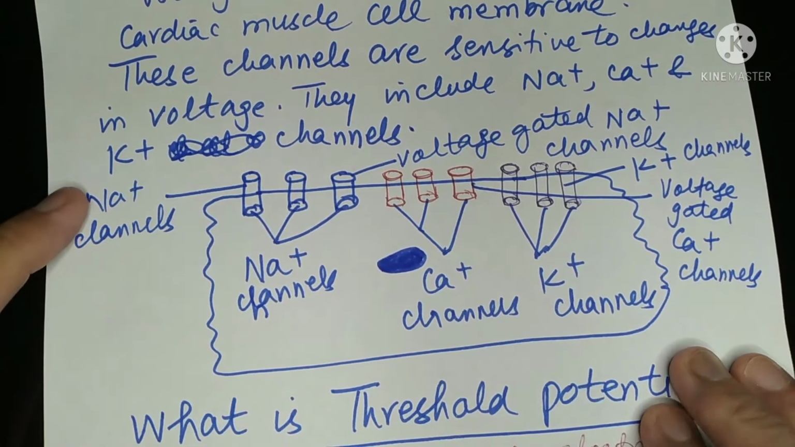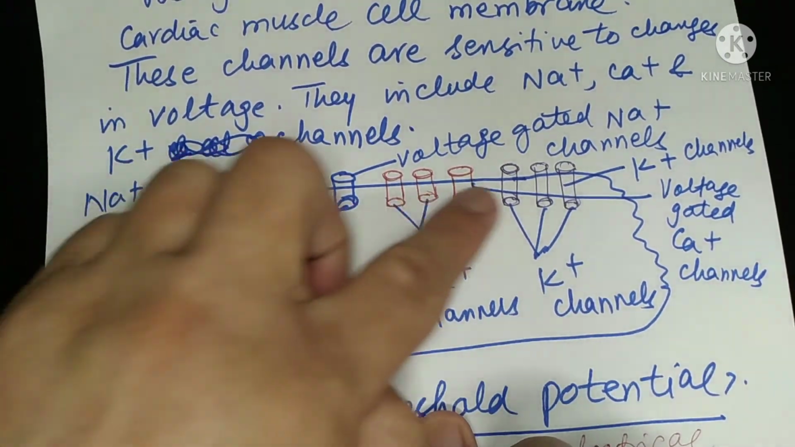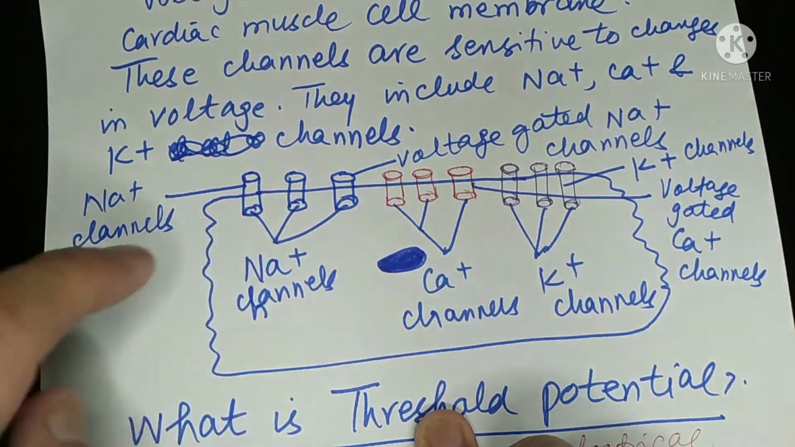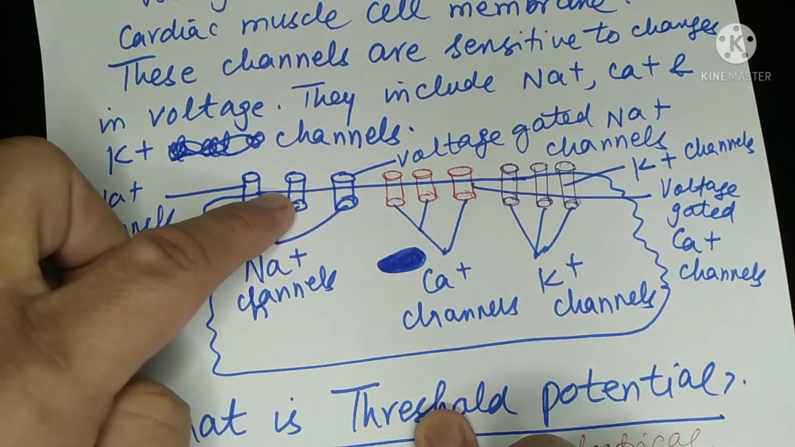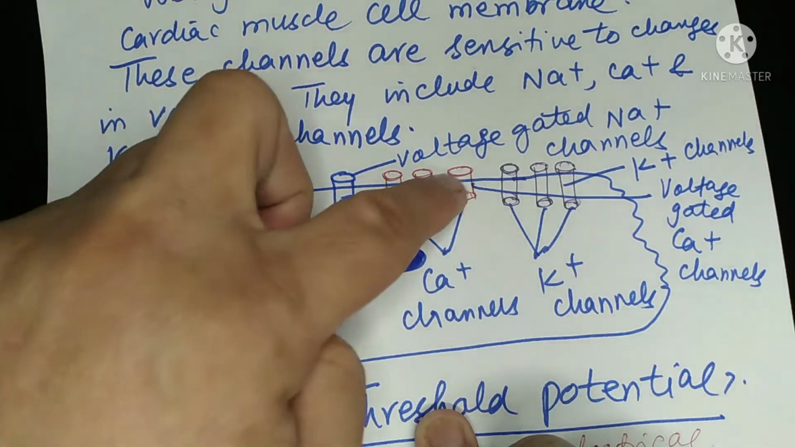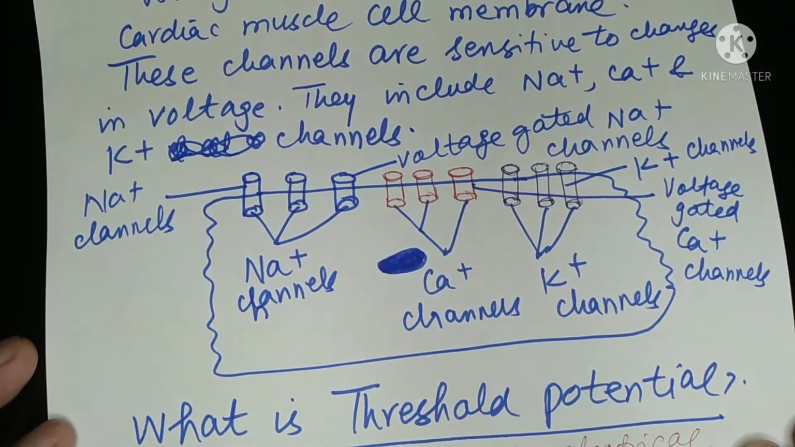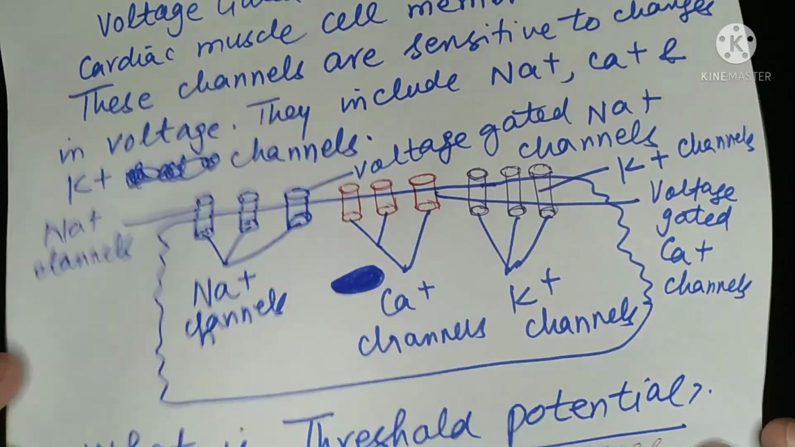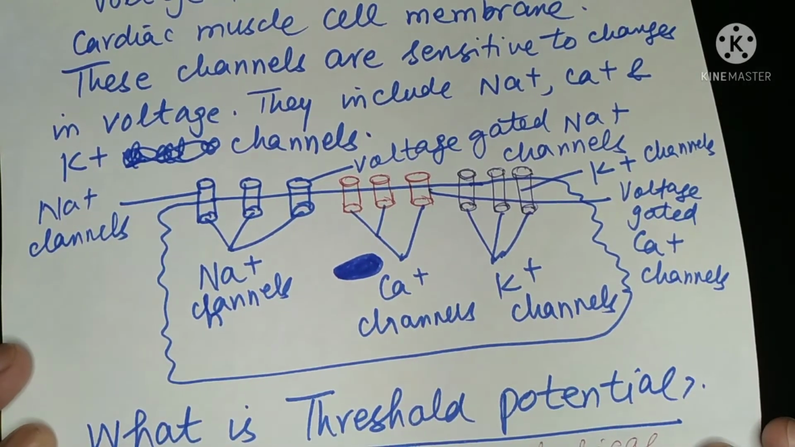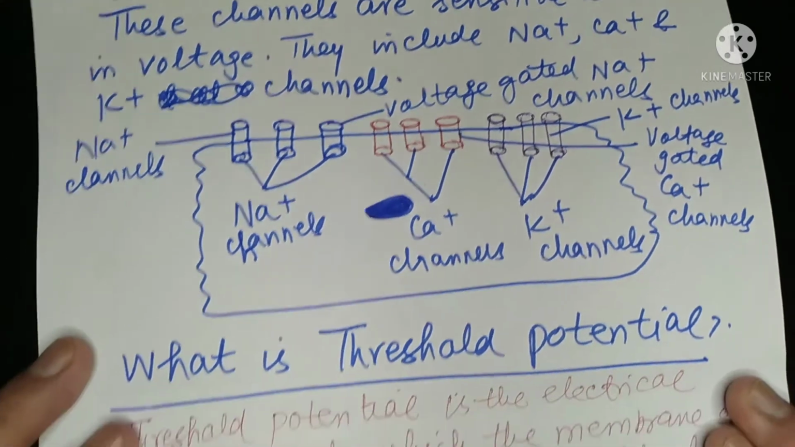In this diagram, you should see clearly that this is the cell membrane of the cardiac myocyte, and this is the nucleus. These are voltage gated sodium channels, these are voltage gated calcium channels, these are voltage gated potassium channels. So these are very important in the generation of the action potential and maintenance of the resting membrane potential, and also the repolarization phase, which we will discuss later.